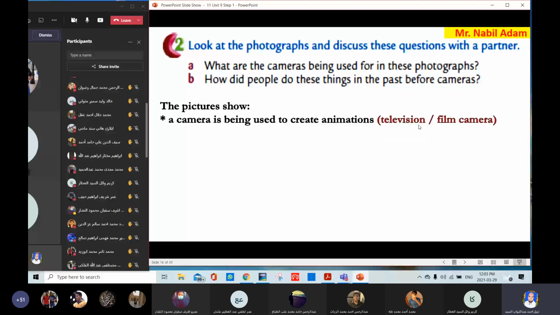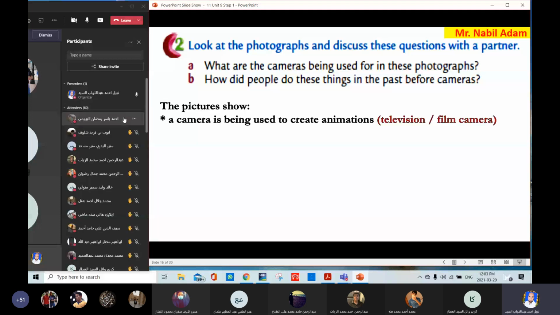Picture B. B is a webcam used on a computer. Yes. So recording the person. A webcam on the computer is used for chatting on the internet.